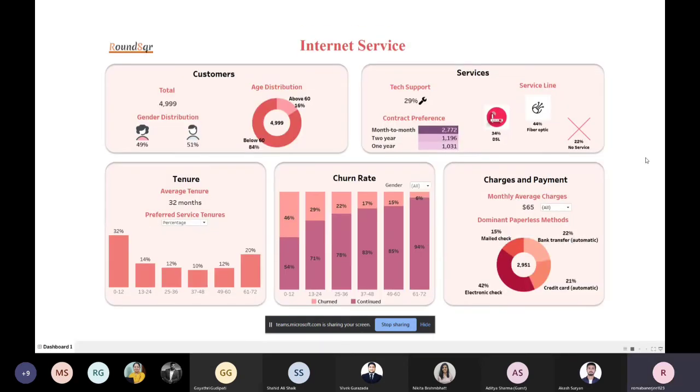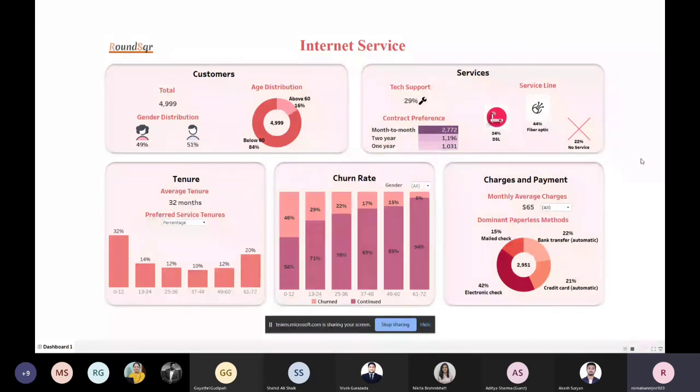Okay, so here is the dashboard. You can see it's clearly divided into sections. On the top left, we have the customers section, where we have the details about the customers. First is the total number of customers of the data we are dealing with.